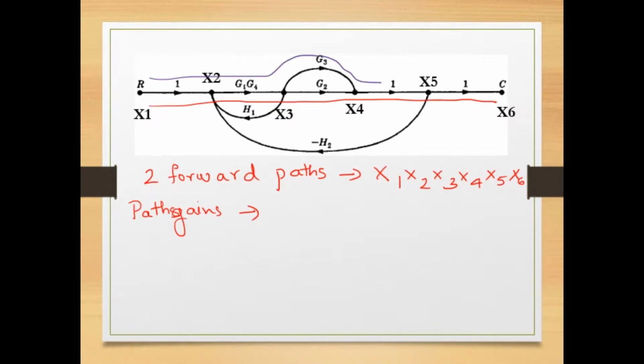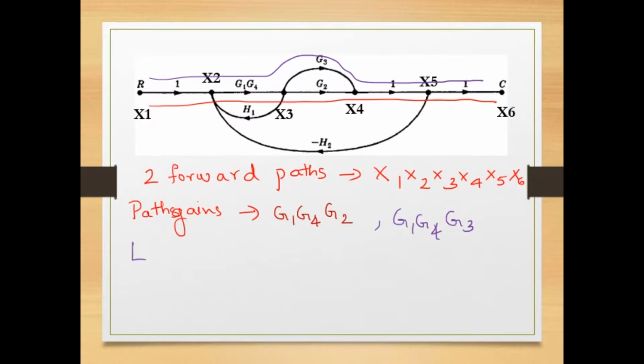So the first path gain is G1, G4, G2, whereas the second is G1, G4, G3. So these are the two forward path gains. Okay. Next, coming to the loops.